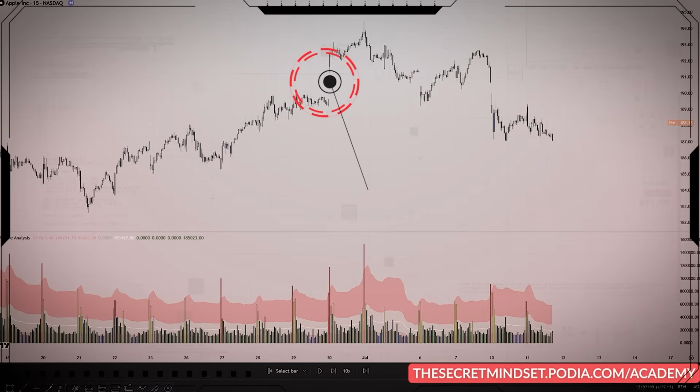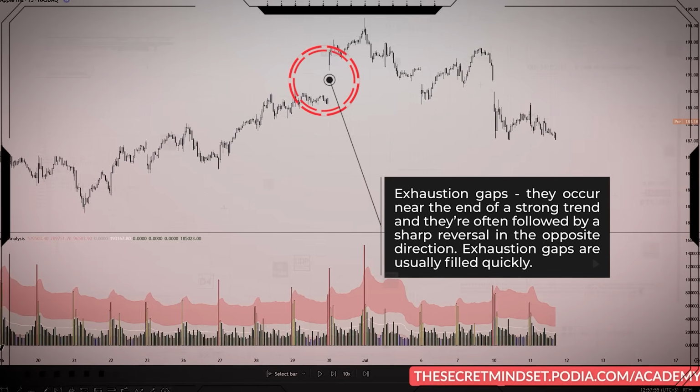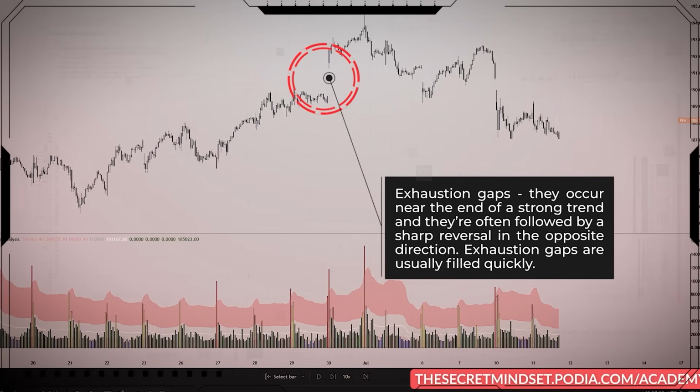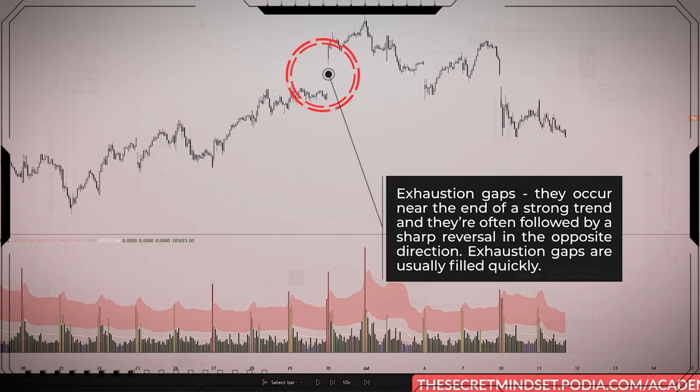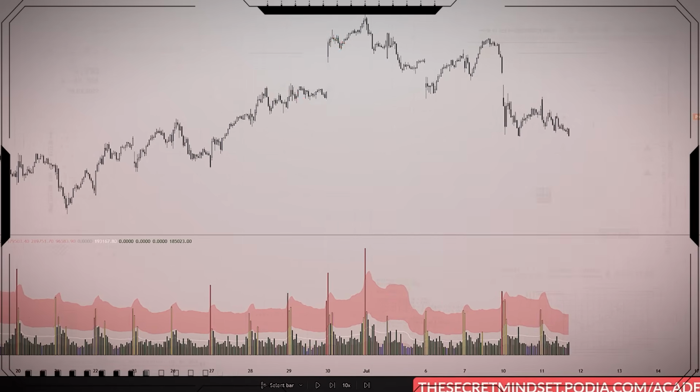Exhaustion gaps occur near the end of a strong trend, and they're often followed by a sharp reversal in the opposite direction. Exhaustion gaps are usually filled quickly, signaling the end of the trend.